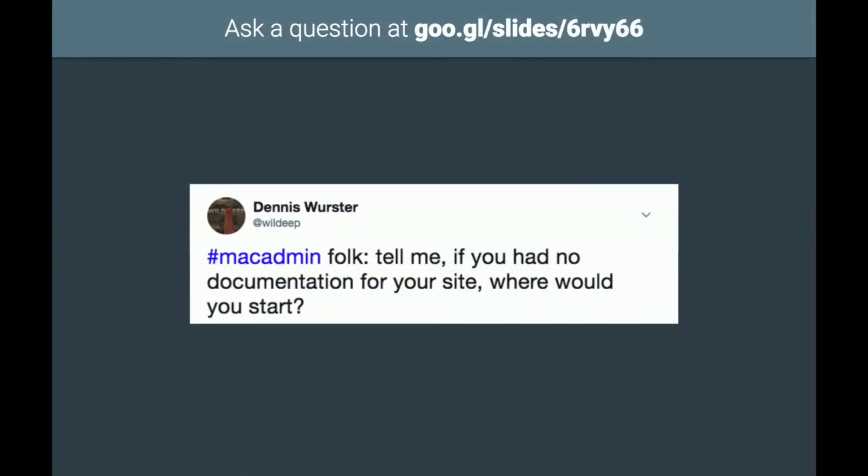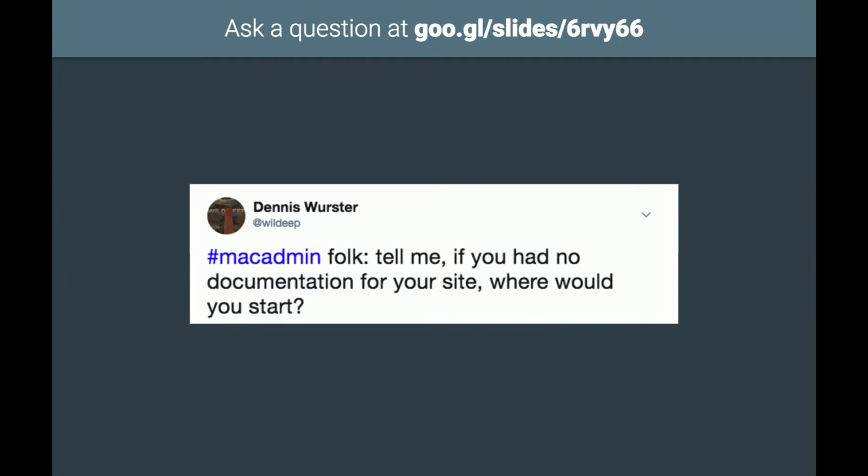One of the wonderful things about the MacAdmins community is we are all very interested in sharing with each other, and that's why this conference even exists. When I have a question or need to look something up, there are a few different people I often go to. For this particular question, I wanted to know what people think about this. So, like everybody else, I went to Twitter to crowdsource at least some portion of this. I said, hey, MacAdmin folk, if you had no documentation for your site, where would you even start? It didn't take long. Results started trickling in right away.